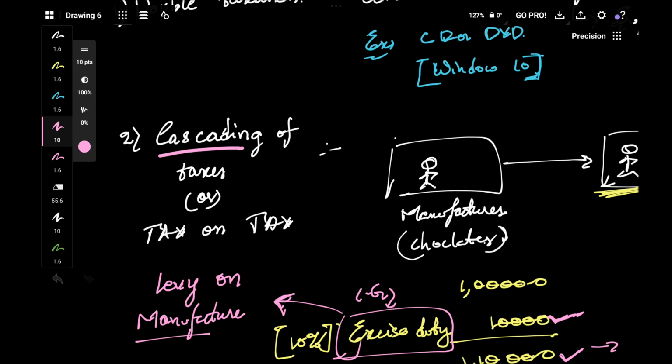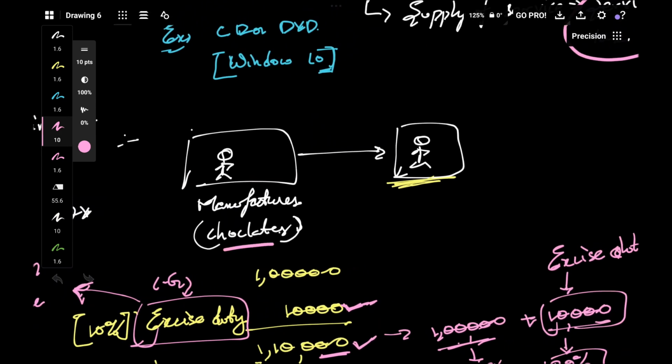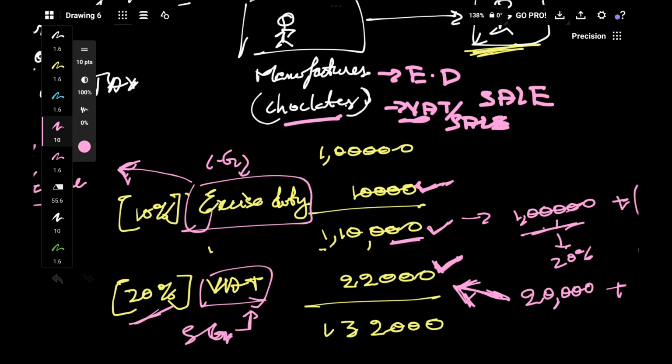The second point is cascading of taxes. Cascading of taxes is nothing but tax on tax. For example, take a transaction where a manufacturer is manufacturing chocolates. On that manufacturing there is excise duty, and when he is selling, on that sale there is VAT or CST. The excise duty is already included in the cost of the good, and after that VAT is charged on it.